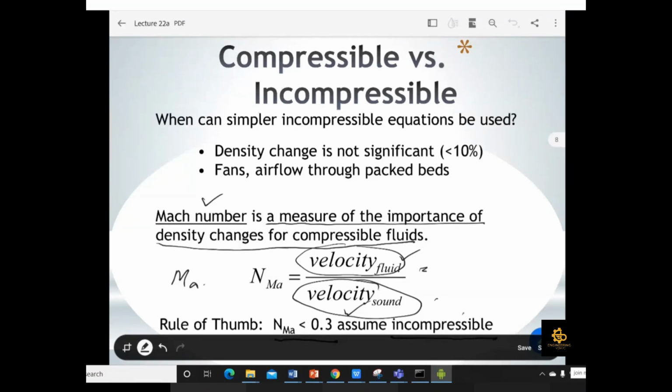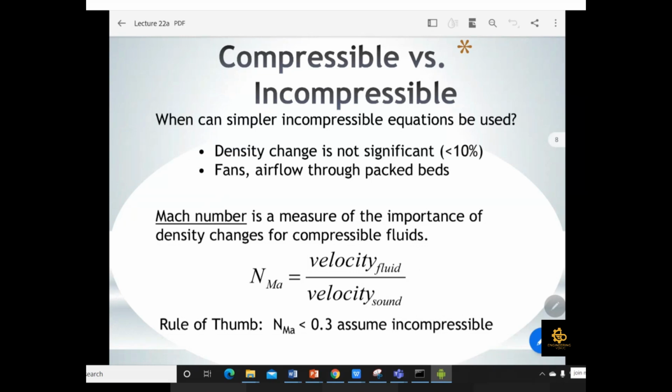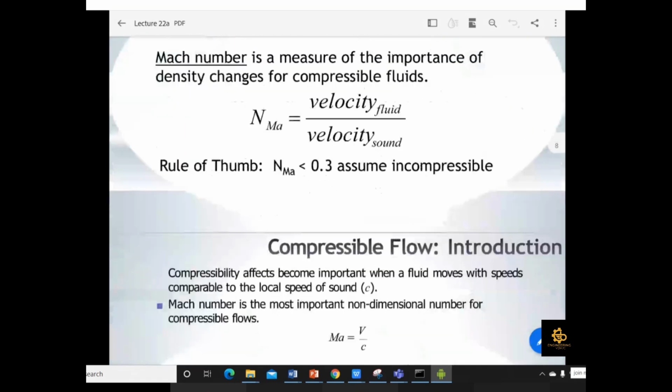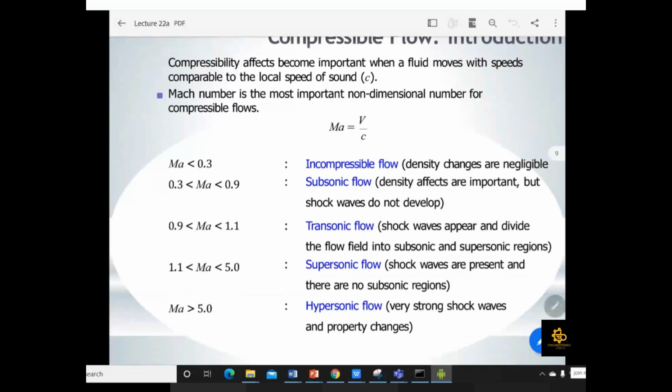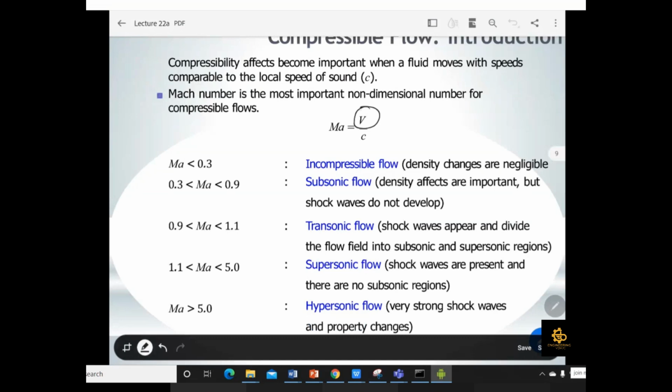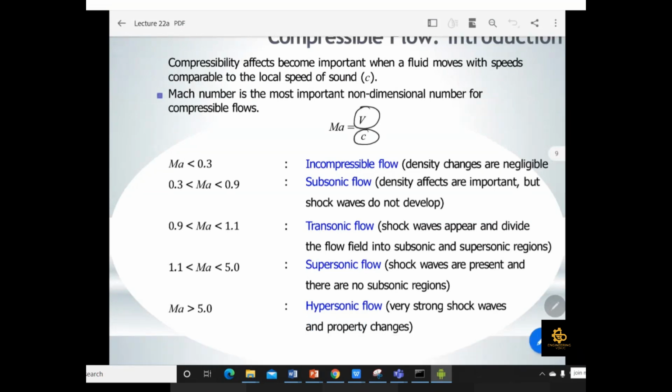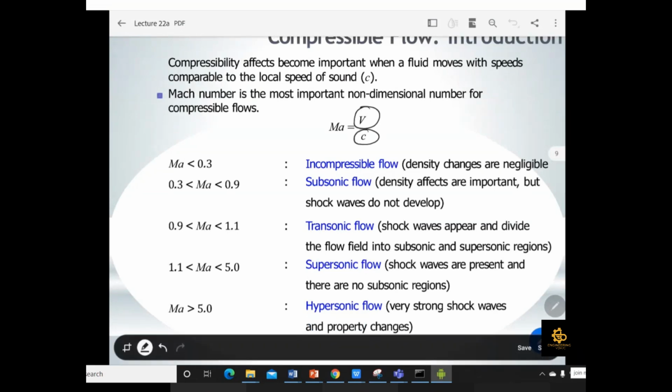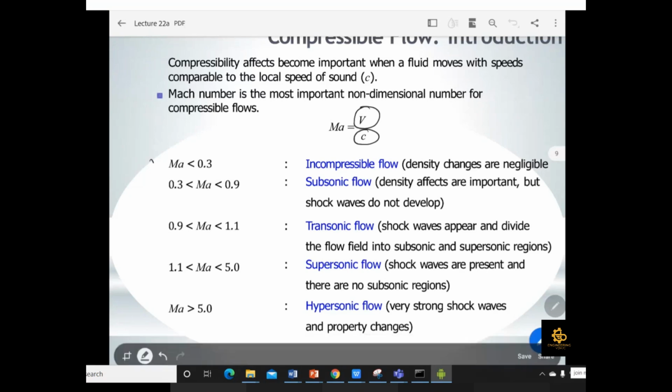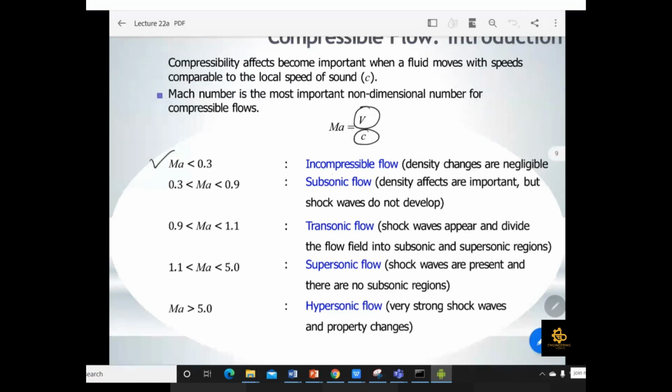Okay, so this is the basic thing from where we can judge whether our Mach number is less than 0.3 or greater than 0.3, so that we can easily solve our problems related to compressible flows. Mach number I already explained to you: it is the ratio of local velocity v and the speed of sound, which is denoted by c. If the Mach number is less than 0.3, it is incompressible flow, and density changes are negligible.